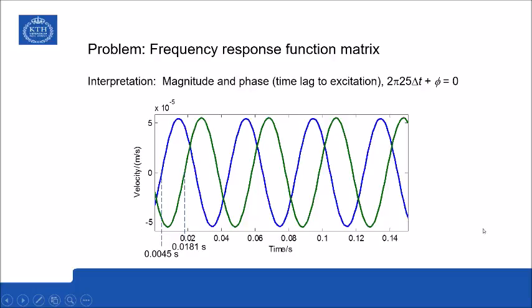The interpretation is as usual, you take the absolute value and phase angles, and from the phase angle you can calculate the time lag with respect to the excitation, of course. And in this case, since the excitation is the same for both cases, you can calculate the time lag between the velocity components v1 and v2. And as you can see here, blue representing the response in point 1 and green the response in point 2.